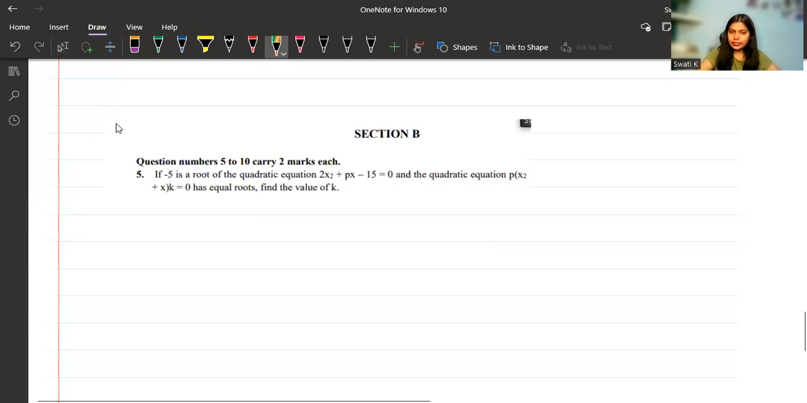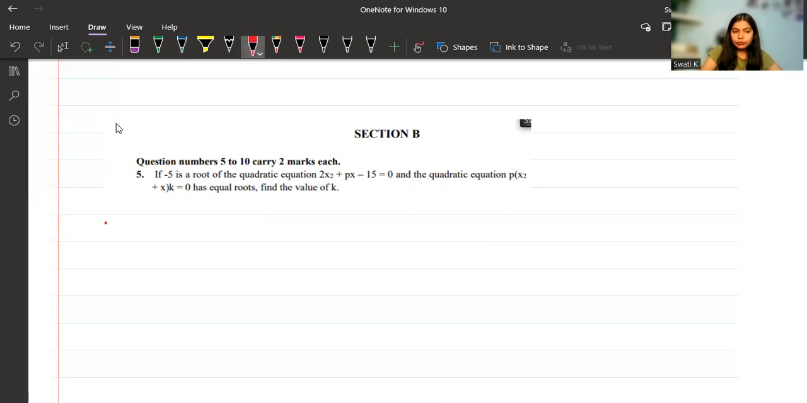As you can see, this is the fifth question of section B, 2016 paper. If minus 5 is the root of the quadratic equation 2x square, this is not x2, this is x square, because here it looks like x with base 2, but no, it's power 2. So 2x square plus px minus 15 equals 0, and the quadratic equation px square plus x into k equals 0 has equal roots, find the value of k. Very simple question and very straightforward.